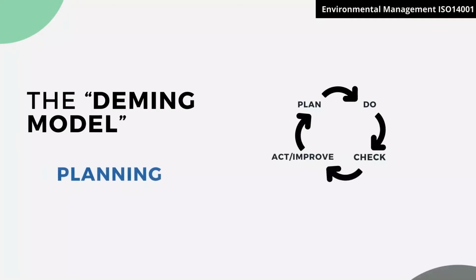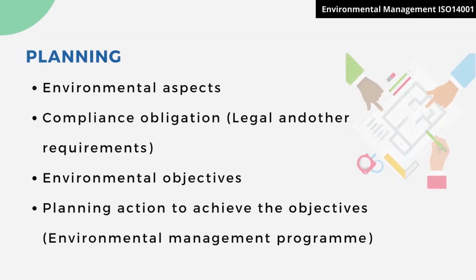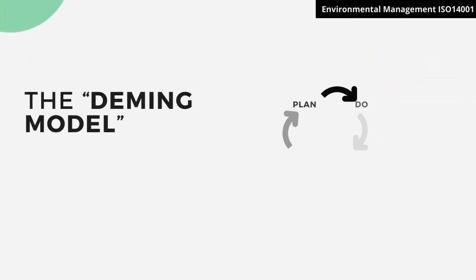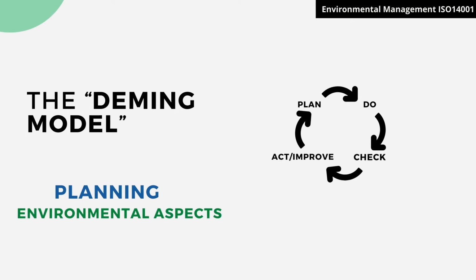The Deming Model. The cycle of the model includes plan, do, check, act or improve. Today we will study planning. Contents under planning include environmental aspects, compliance obligation, environmental objectives, and planning action to achieve the objectives. First, we will discuss environmental aspects of planning.